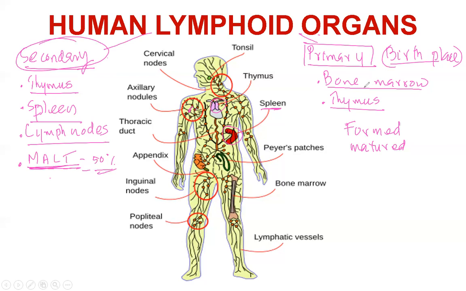Okay, and so the main primary organ is bone marrow, right? And thymus is the place where they are matured, right? Okay, and spleen. In the spleen, they are trained. Thymus, they are trained. Spleen, they are trained. Lymph nodes, they are trained. In MALT, they are trained. Here, they are formed and matured. So that's the difference between secondary and primary lymphoid organs. Okay. Questions, please.